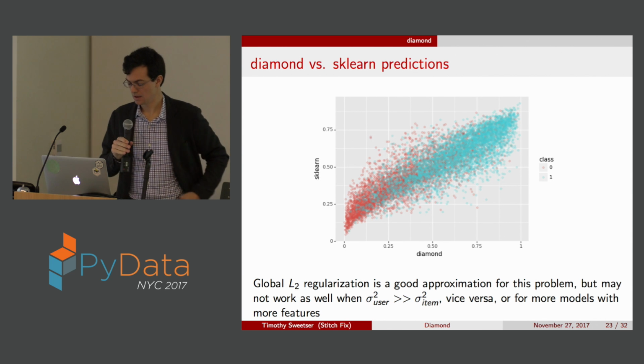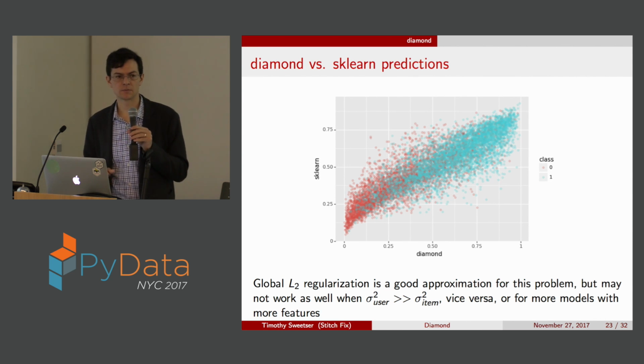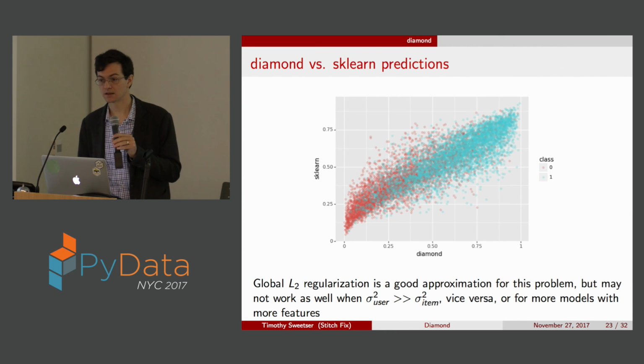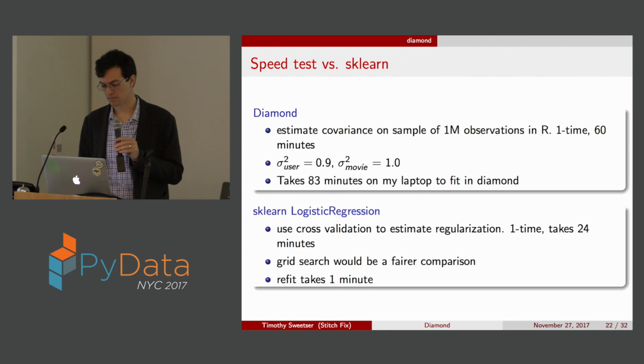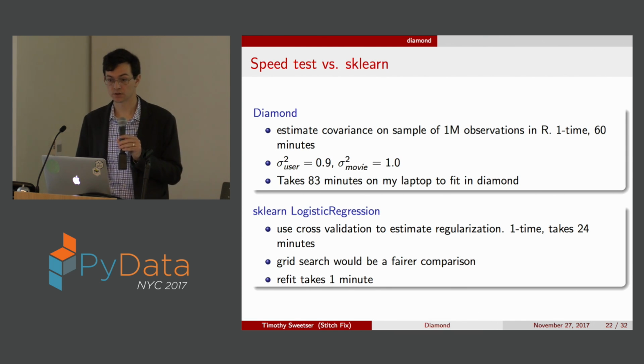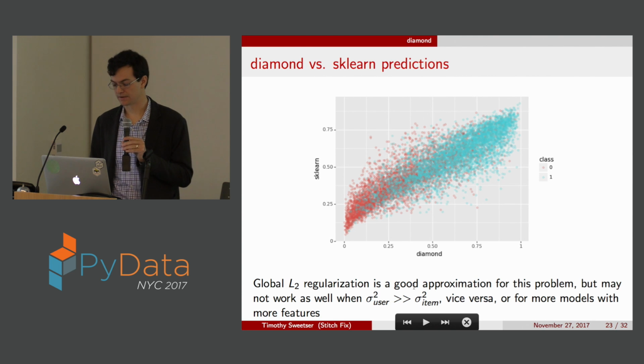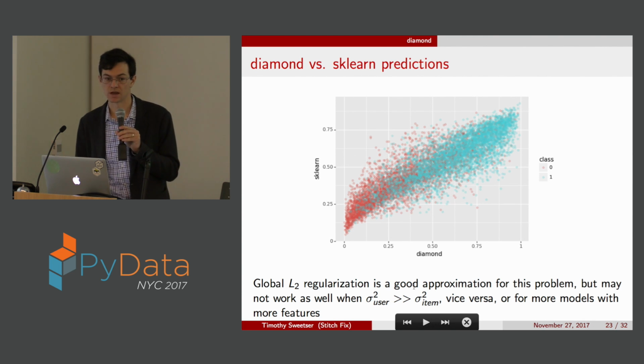And scikit-learn is much faster. But I think this is somewhat of an artifact of the MovieLens data set. In particular, the fact that our variances are so similar means that approximating these two numbers with one number is a pretty good approximation. So if you had more features or much different variances, I think this approximation would not be as good.